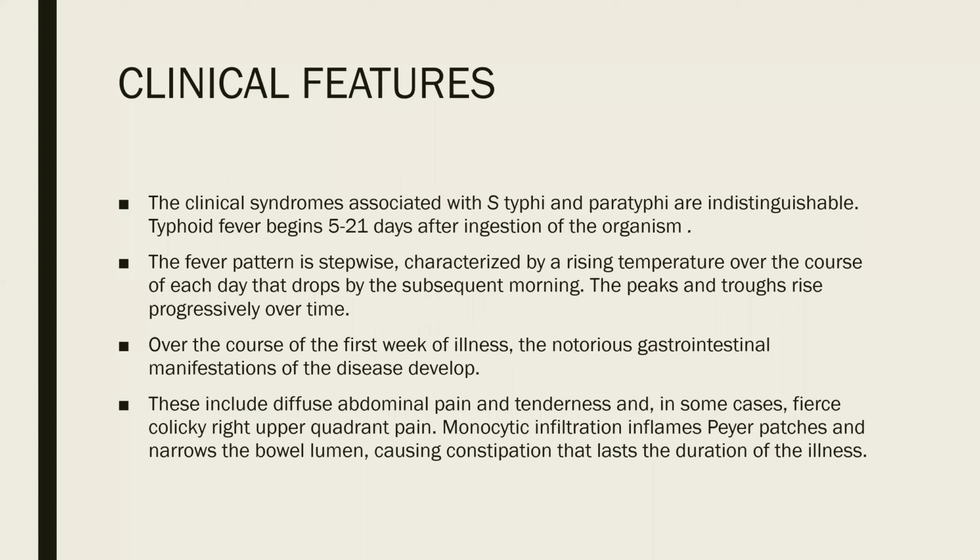Now, another thing you tend to see in the first week of the illness is the abdominal pain. So the abdomen will be tense, and then the abdomen will be tender, and there may be right hypochondriac pain or right upper quadrant pain that you would see. So we talked about the fact that monocytic infiltration inflames the Peyer's patches, and there's narrowing of the bowel lumen that will lead to the constipation that lasts basically during the duration of the illness.